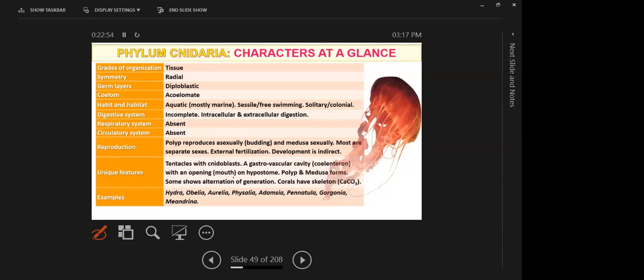So they have the hypostome, surrounding the stoma, above the opening, there are tentacles. So which are the examples? Hydra, Obelia, Aurelia, Physalia, all very easy, just rhyming words, isn't it? Hydra is very easy, you would have seen. Hydra is the one which is there for your practicals. Probably they show you that in your lab sessions. Obelia, Aurelia, Physalia, Adamsia.